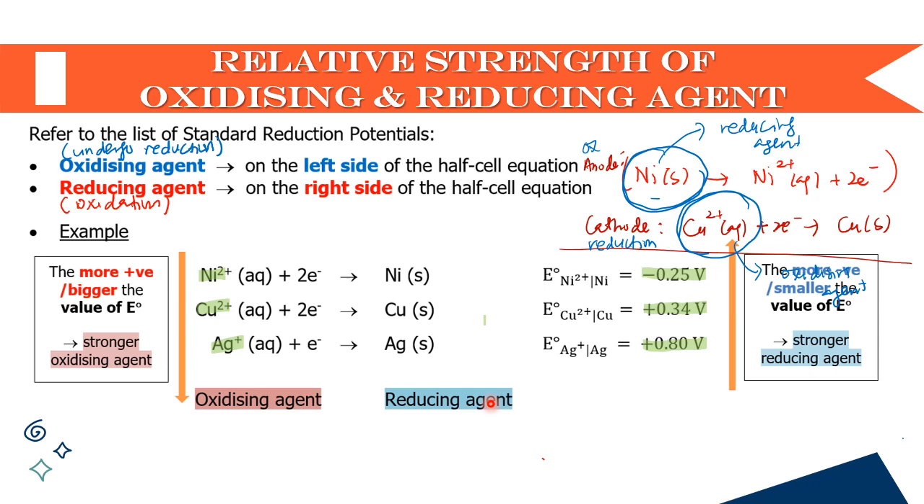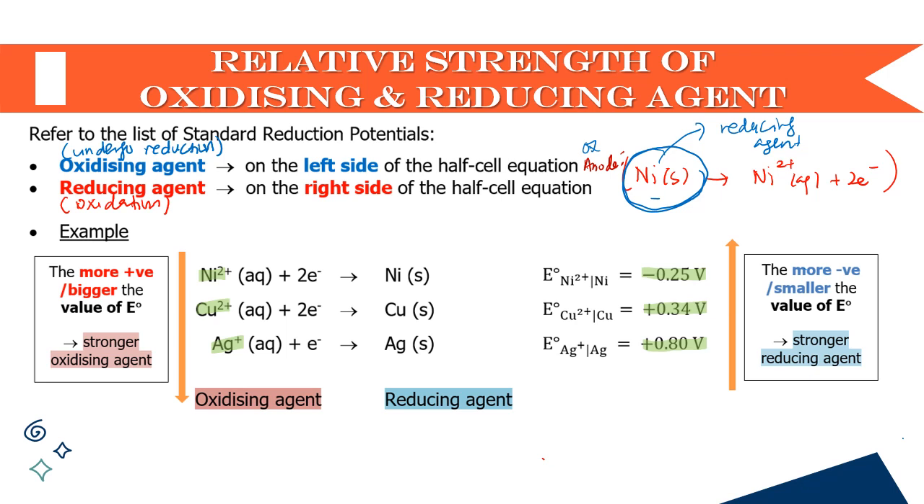So the reducing agent will be vice versa. Okay, so let me erase it over here so you can see. For the reducing agent, inside your note, please correct the arrow as well. The arrow should be upwards. The more negative or the smaller the value of the E naught, you will have a stronger reducing agent. It will be vice versa of the oxidizing agent.